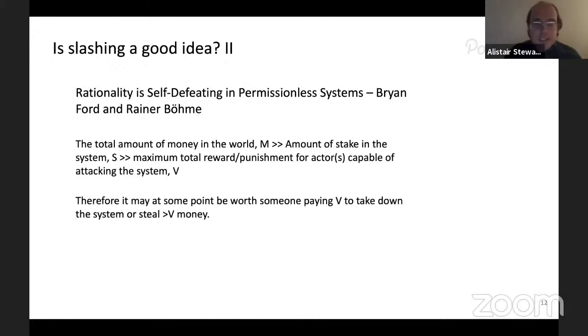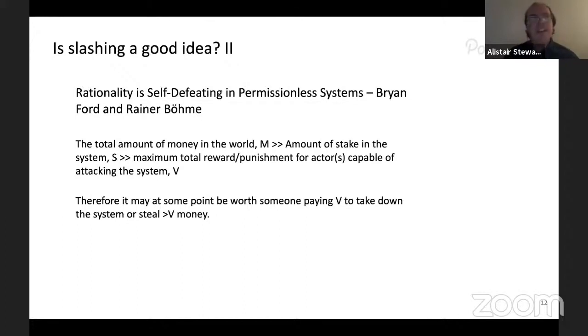Now, ideally, we'd be able to steal bigger than V money. We might be able to because the amount of tokens in the system is much more. But at the very least, we can probably just take it down. And then maybe we just need to short the token, attack the system, make more than V money, and we're done.